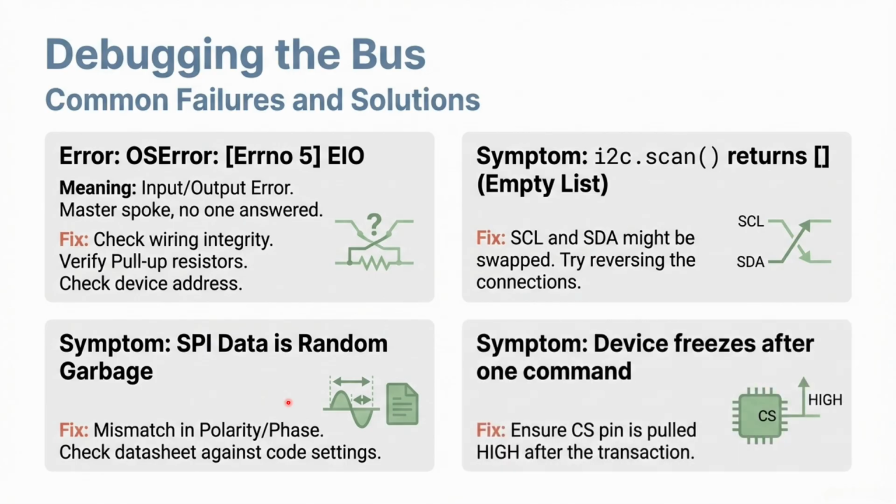The last one is the open mic freeze. If your device works for exactly one command and then completely freezes the whole system, you have left the line busy. It's like finishing your speech but forgetting to turn off the microphone. No one else can speak because you are still holding the floor. So what you can do in SPI is ensure the chip select pin is pulled high immediately after your transaction ends to release the bus.